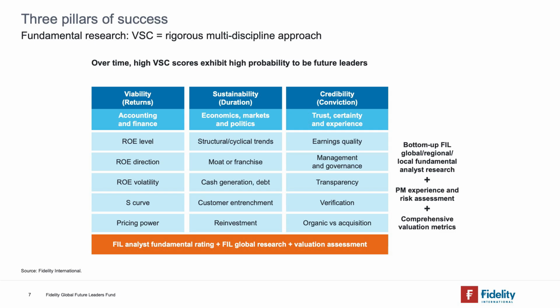As the slide shows, viability is really about returns. It's where the return on invested capital is, where it's headed, how volatile it is. That's a limiting factor of what a company can achieve, whatever its ROE is. Second is the duration. It's how long that viability lasts, and that's driven by the market structure, by pricing power, by the reinvestment opportunities. That tells you how long that viability can actually last.